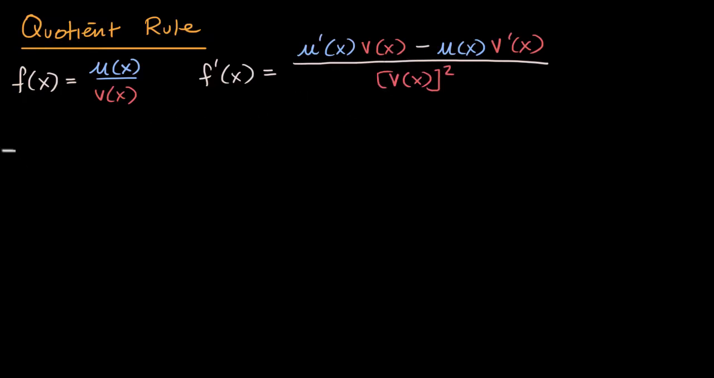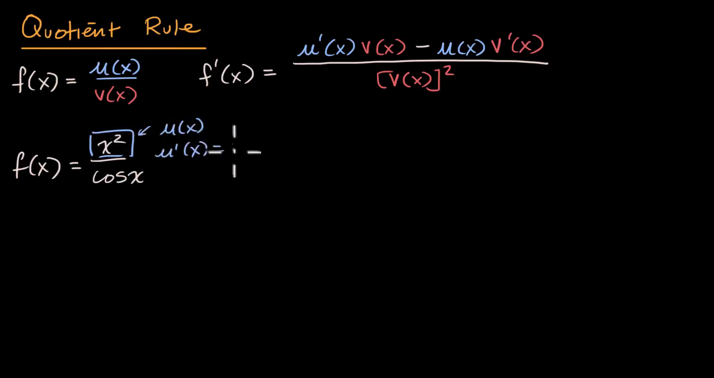So let's say that we have f of x is equal to x squared over cosine of x. Well, what could be our u of x and what could be our v of x? Well, our u of x could be x squared. So that is u of x, and u prime of x would be equal to 2x. And then this could be our v of x, and v prime of x, the derivative of cosine of x with respect to x, is equal to negative sine of x.